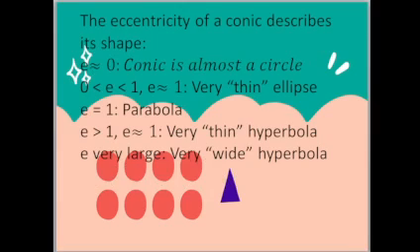The eccentricity of a conic describes its shape. If E is approximately 0, the conic is almost a circle. If E is greater than 0 but less than 1, or E is approximately 1, it's a very thin ellipse. And if E is equal to 1, that's a parabola. If E is greater than 1, or E is approximately 1, it's a very thin hyperbola. And if E is very large, it's a very wide hyperbola.